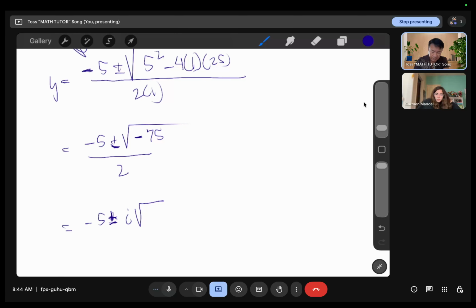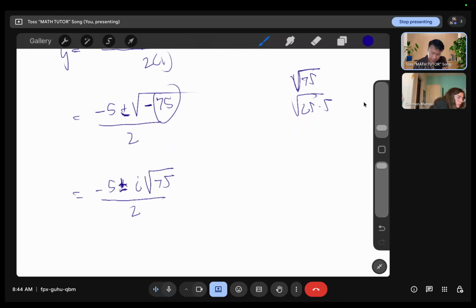Then the root of 75 is the same thing as root of 25 times 5. You see it? So the root of 75 that I have left to do, I'll write it like this, over 2. But you can't stop there. Actually, if this 75 were another number like 11 or a prime number, not factorable with a perfect square in it, you're done.